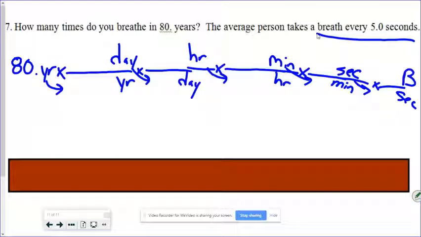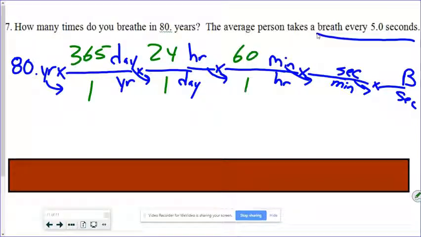All right, now I can put in some numbers. There's 365 days in a year. There's 24 hours in 1 day. There's 60 minutes in 1 hour. There's 60 seconds in 1 minute. And there is 1 breath every 5.0 seconds. All the labels cancel out but breaths.